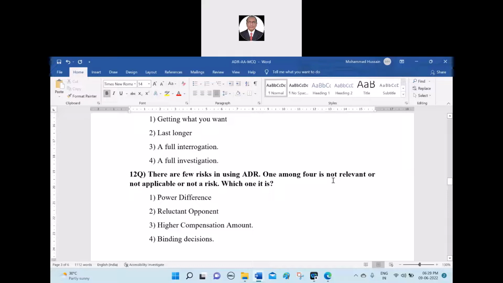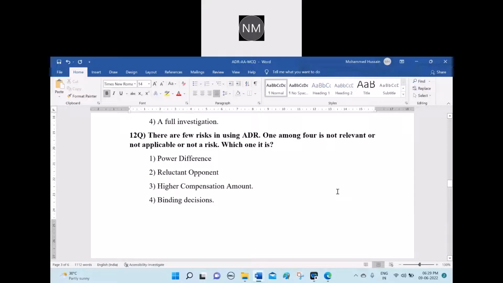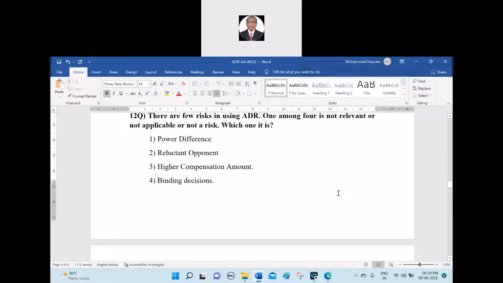Anyone? Reluctant opponent. No. Power difference, sir. No. ADR is a binding decision. Please note the point. And there is no higher compensation amount. A lesser compensation amount would be there in the compromise. So the third, higher compensation amount, is it. A lower compensation amount would be there in the ADR, but I wrote higher compensation amount. So that is not relevant to the features of the ADR.